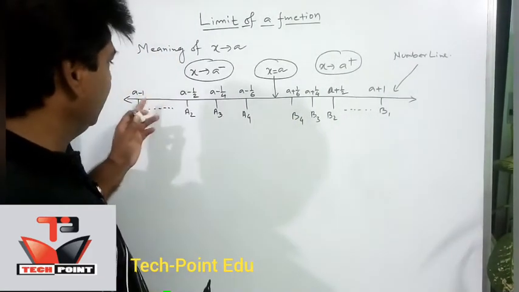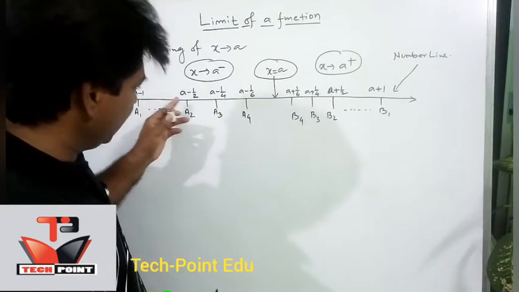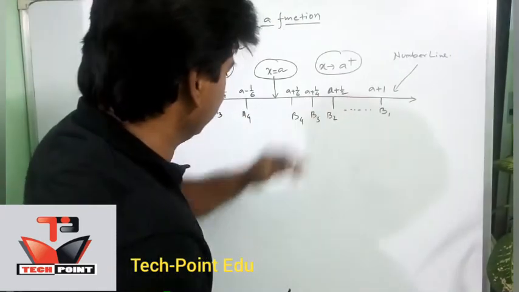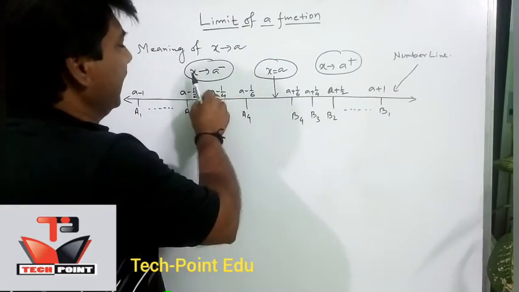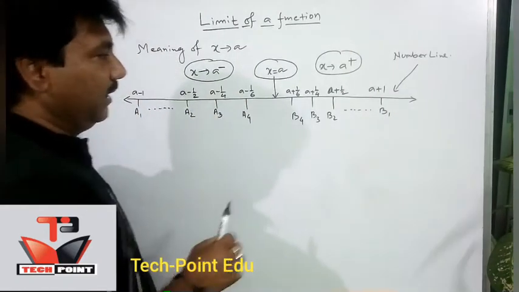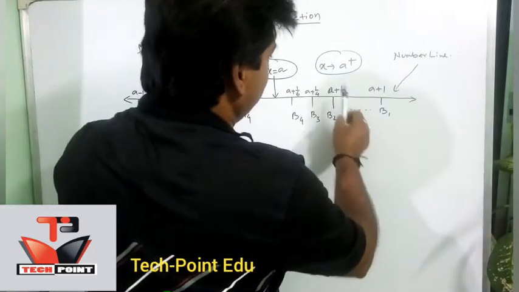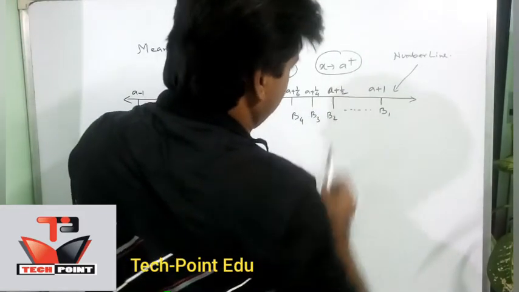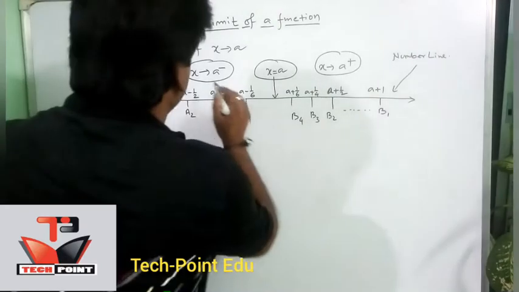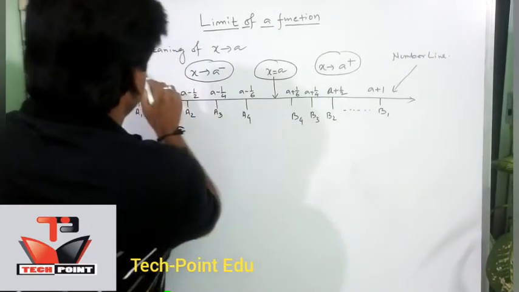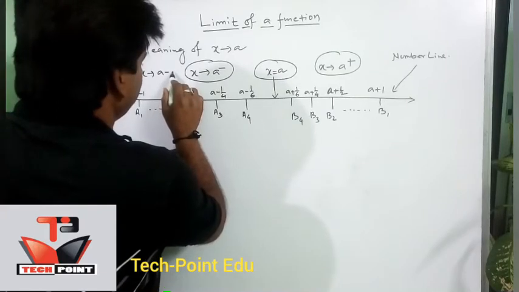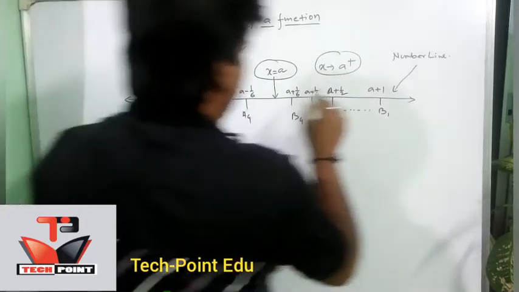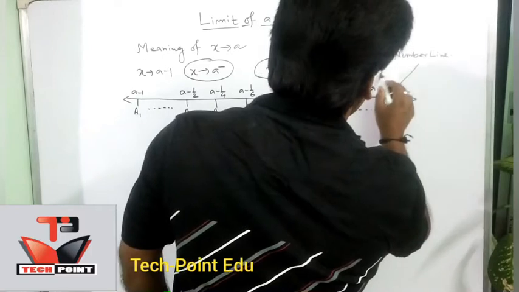That means this one is subtraction and this one is addition. The subtraction side is known as x tends to a minus, and the addition side is called x tends to a plus, or in some books it is written as x tends to a minus 1 and x tends to a plus 1.